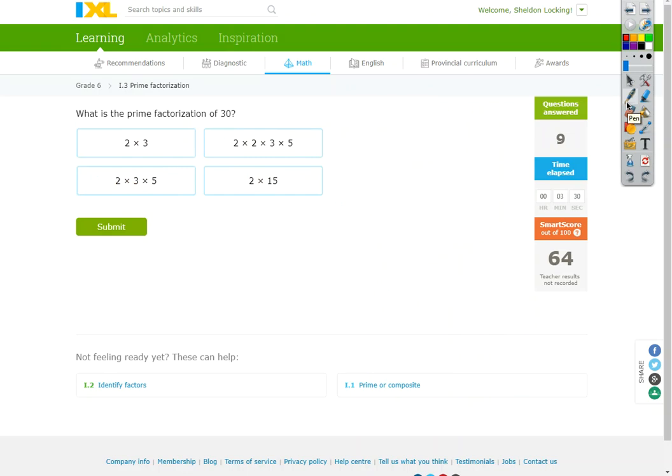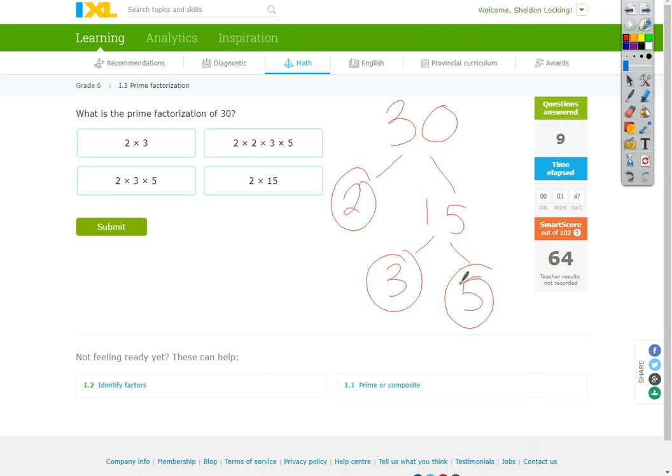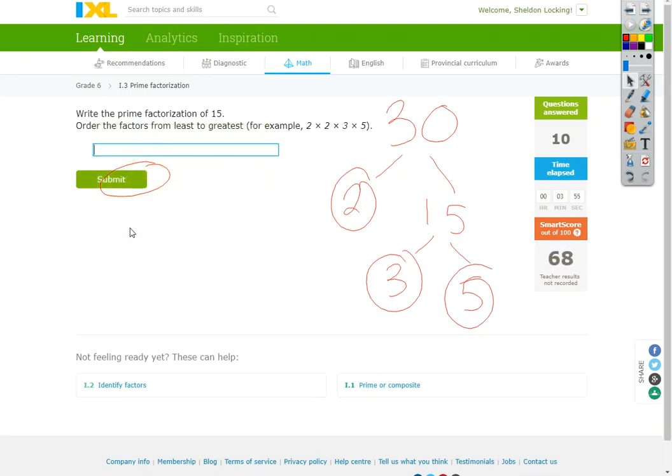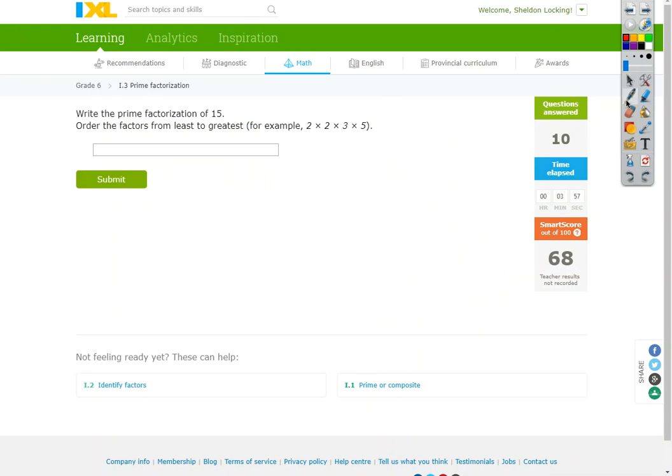Okay, 30. Same thing. Start with 30. It's even, so I'm going to split it in half. 2 times 15 is 30. Okay, 15 is odd, but I know that 3 times 5 is 15. So 2 times 3 times 5 equals 30. So let's go 2 times 3 times 5. Here we go. Done.